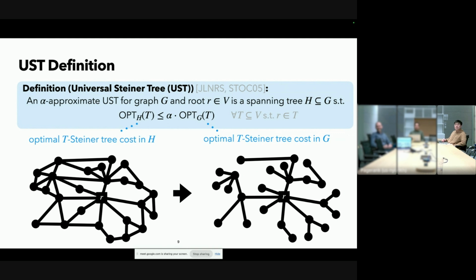So, that's a universal Steiner tree. In particular, if you look at any subset of terminals, say this blue subset, and you think about how to connect them in the original graph and how to connect them on the universal Steiner tree, the optimal solution on the right here should not be that much more expensive than that on the left. And notice that there are edges in the solution on the left that are not edges on the right, and so you have to do different things there.